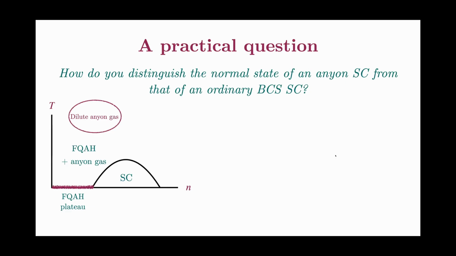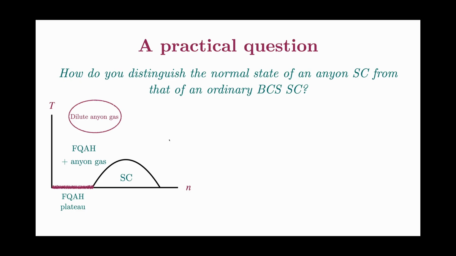So, in particular, one question you might want to ask: say you meet a superconductor in the lab that you might think or hope is born from a fractional quantum Hall normal state. How would you actually be able to tell that the physics of anyons and fractionalization is playing a role in the formation of superconductivity?